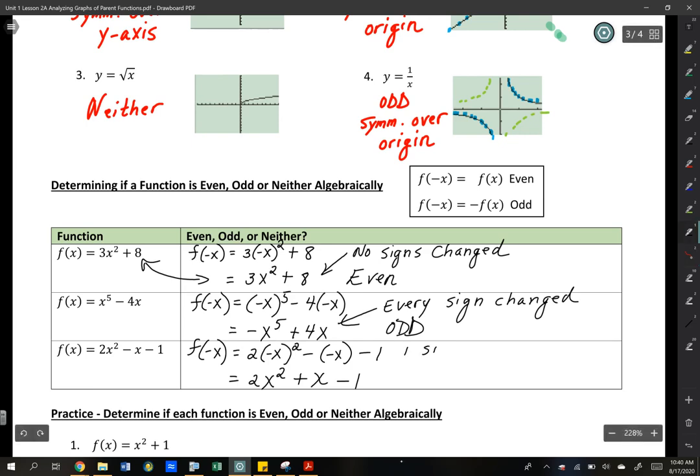So I'm just going to make a note here. One sign changed. The others did not. And this would be neither.